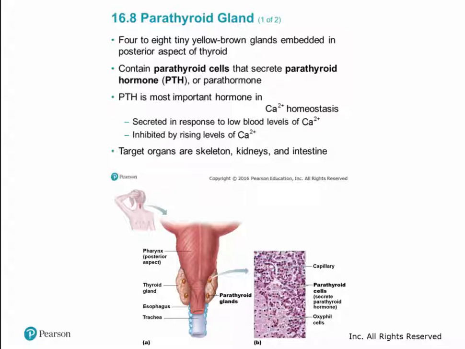So target organs for parathyroid hormone are the skeletons. So it can increase that osteoclast activity, so we can stimulate more bone breakdown to free up the calcium. We can also stimulate the kidneys and the intestines to absorb more calcium into the blood. So like we just mentioned, parathyroid hormone is antagonistic to calcitonin. So where parathyroid hormone increases blood calcium levels, calcitonin decreases blood calcium levels.